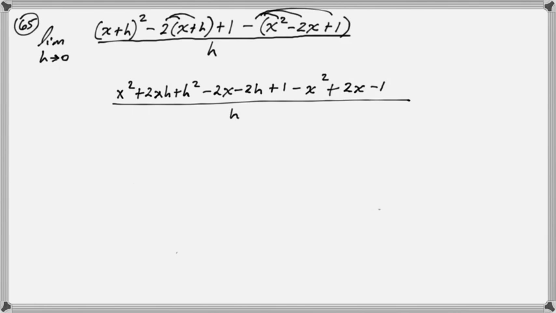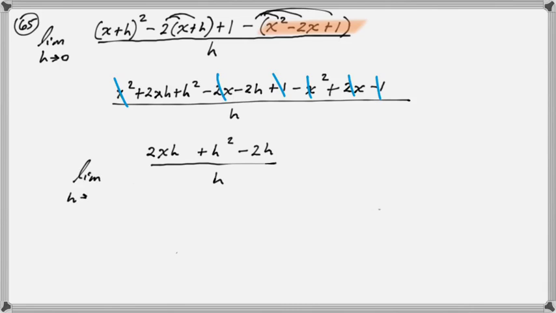Now, if you do this properly, this whole last thing should subtract off. So, what's x squared and a negative x squared? 0. Negative 2x, positive 2x adds to 0. 1 and negative 1 adds to 0. That leaves me with 2xh plus h squared minus 2h, the whole thing over h.